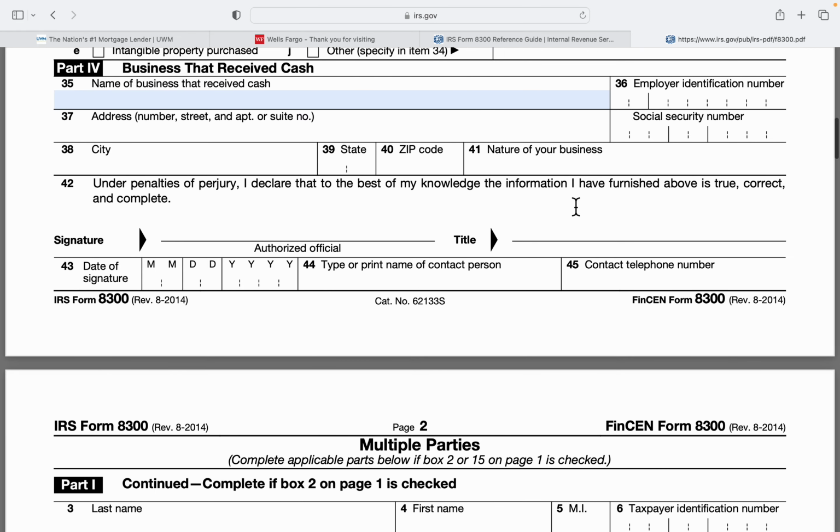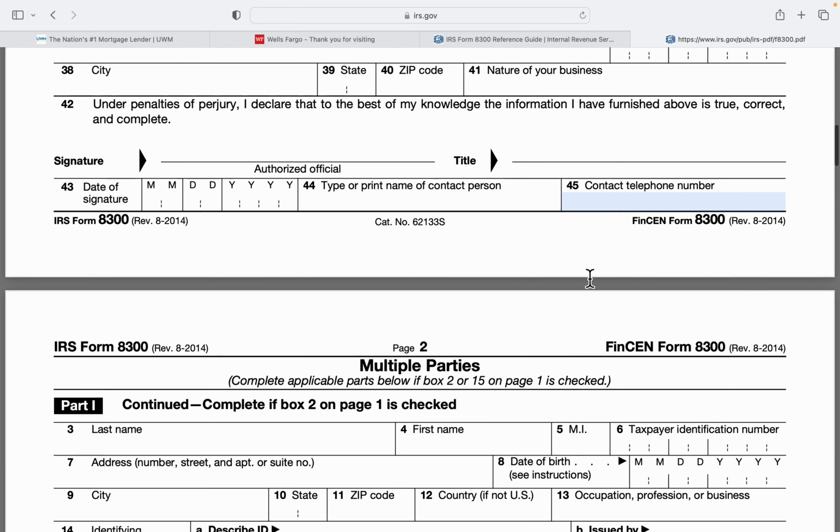And here in part 4, you will list your business: the name of the business, the EIN associated with it, or the social security number of the person that's authorized to sign this form, and the address of the individual or business. And you will sign, date, print, and list your phone number.